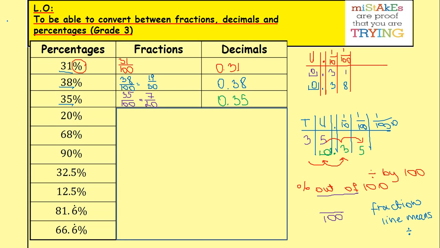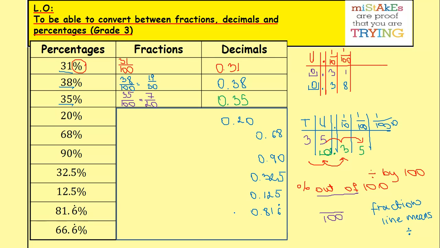Okay, so let's see this one. 20, the next number. 20 divided by 100 is supposed to be, if we are correct, 0.20. 68% should be 0.68. 90% should be 0.90. 32.5% should be 0.325. 12.5 will be 0.125. 81.6 is going to be 0.816 recurring.